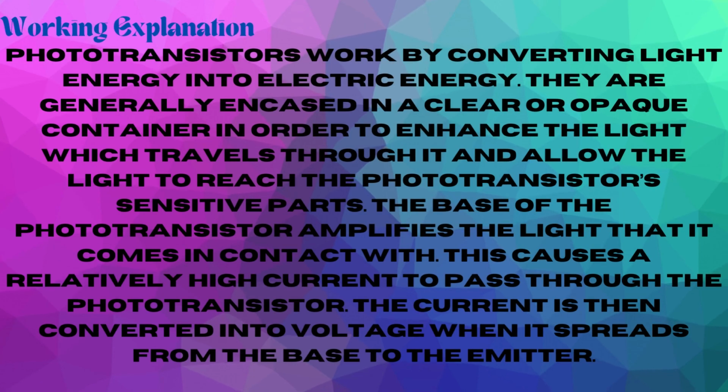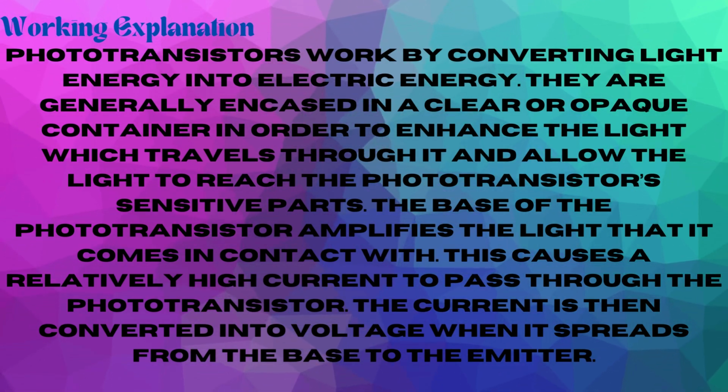Working explanation. Phototransistors work by converting light energy into electric energy. They are generally encased in a clear or opaque container in order to enhance the light which travels through it and allow the light to reach the phototransistor's sensitive parts. The base of the phototransistor amplifies the light that it comes in contact with. This causes a relatively high current to pass through the phototransistor. The current is then converted into voltage when it spreads from the base to the emitter.